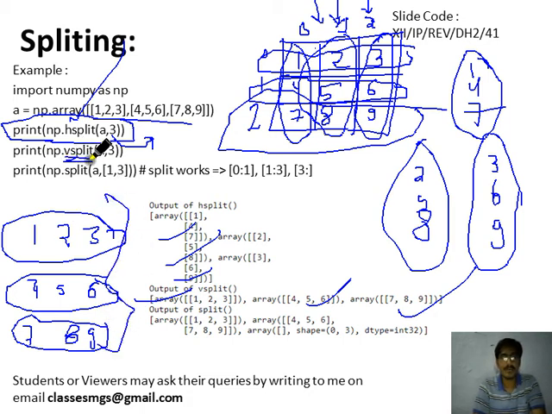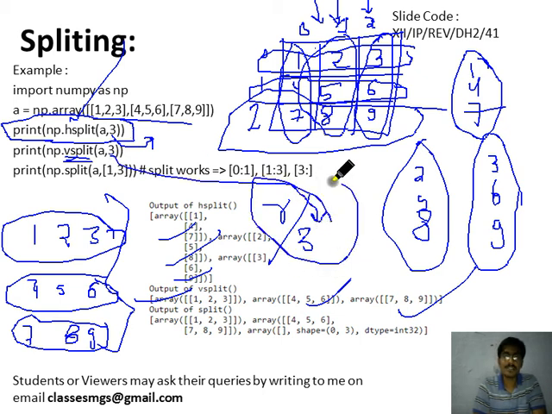We can use the vsplit for the vertical split. In case of vertical split, the number of rows should be completely divisible by n. This number n, here it is 3. Otherwise splitting is not possible and an error will be thrown.